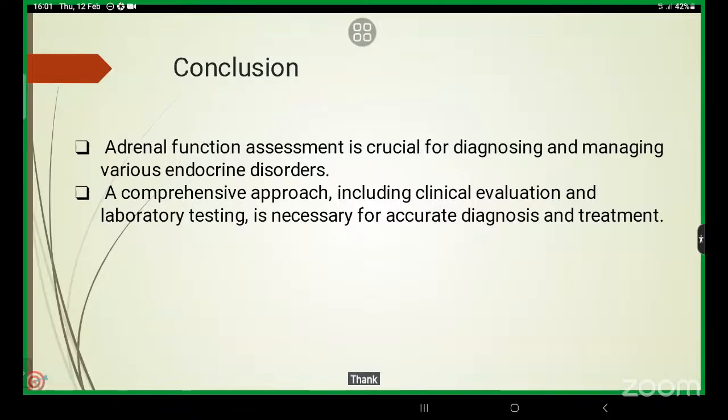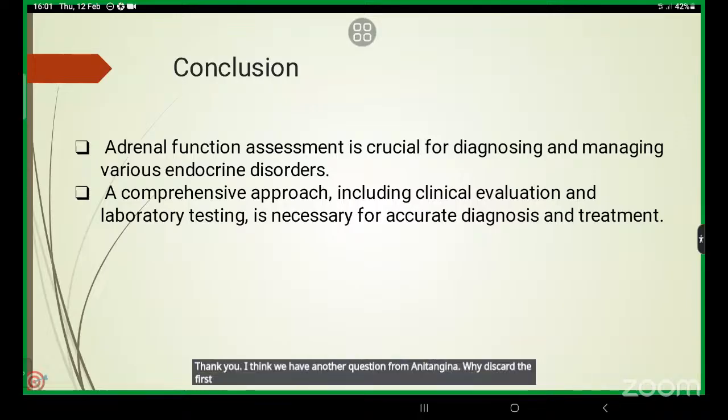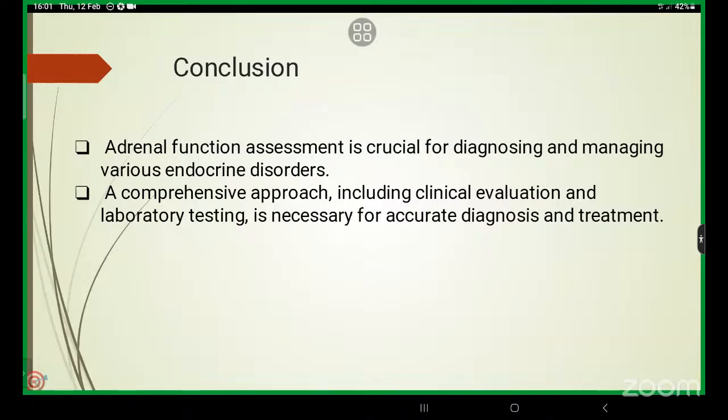Thank you. I think we have another question from Anita Ngina. Why discard the first sample? We discard the first sample.